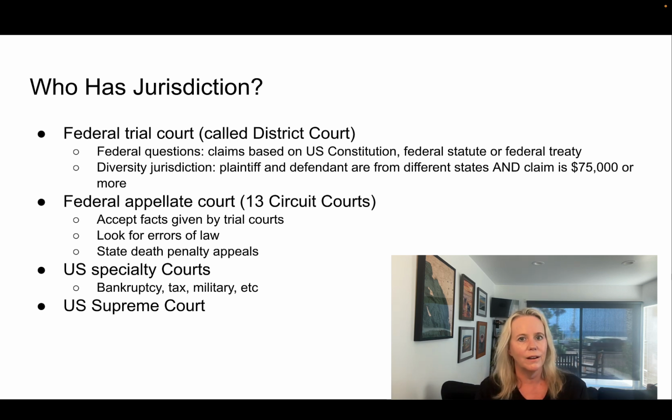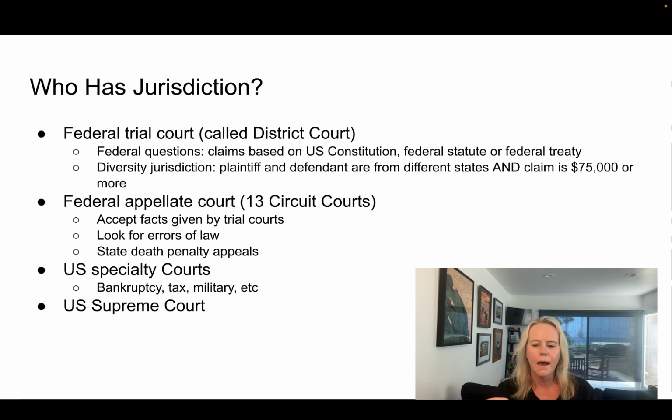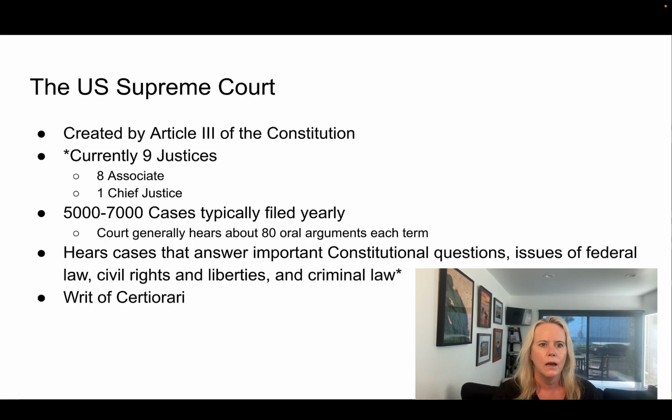The appellate court looks for errors of law, mistakes, and they make decisions based on those errors. They don't hear any more new testimony. They simply look at the court record. And then the U.S. Supreme Court was created by Article 3 of the Constitution. There are 8 associate justices and 1 chief justice.